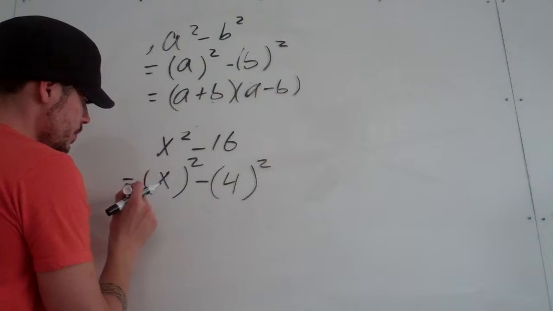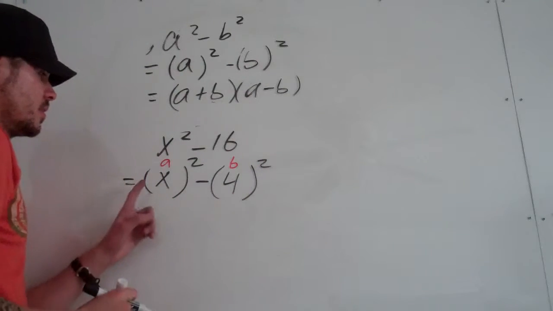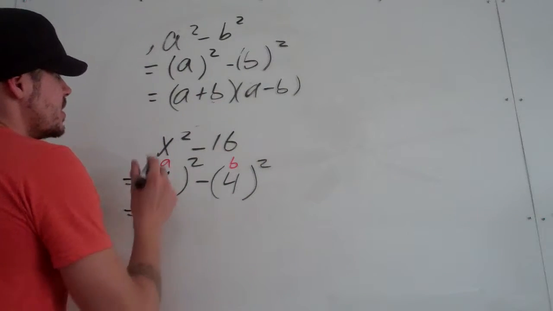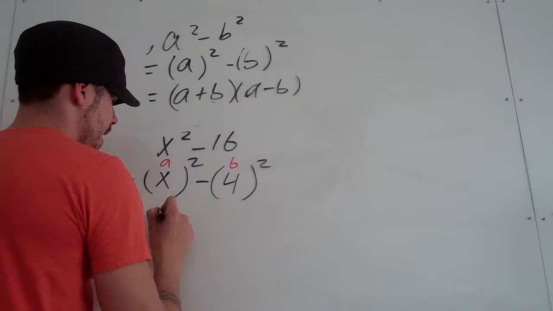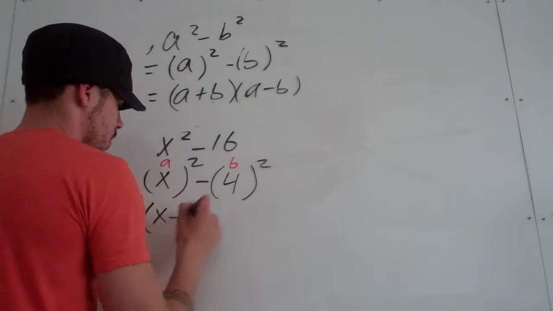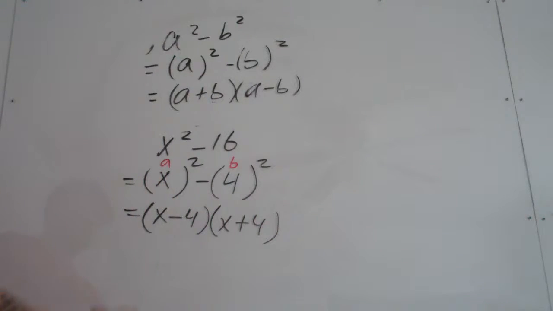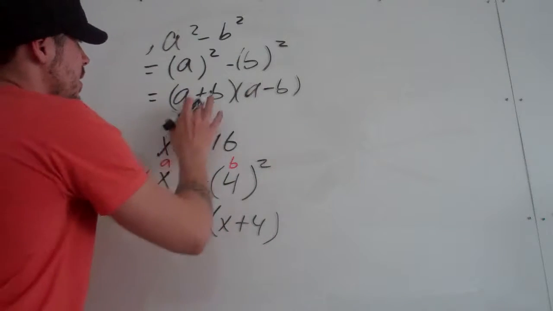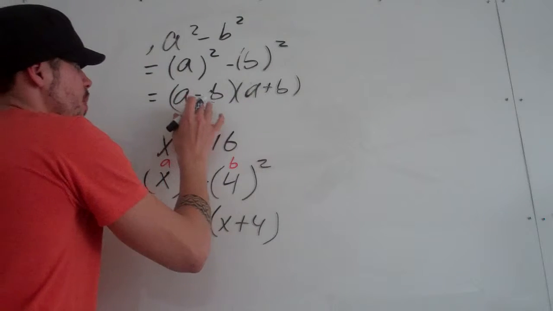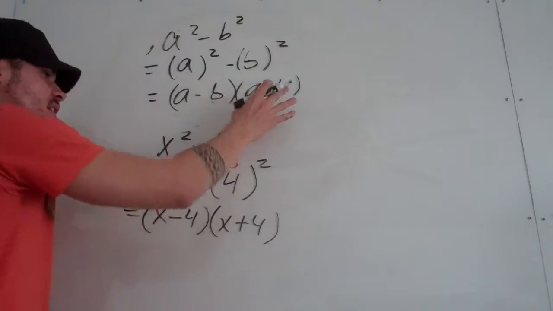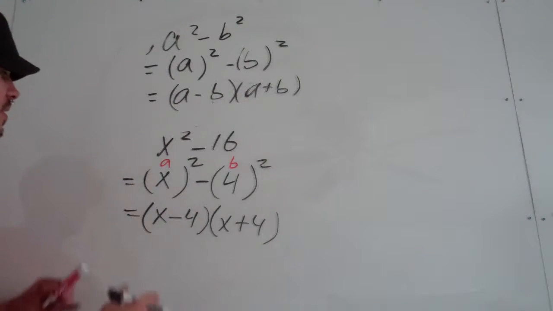And by the way, this is your a and this is your b, right? This is your a and this is your b. It's the same thing as a plus b times a minus b, which is x minus 4 times x plus 4. And here, actually, I wrote it in reverse order. It doesn't matter, just as long as you have an a minus b and an a plus b, or an a plus b and an a minus b. Just remember that.